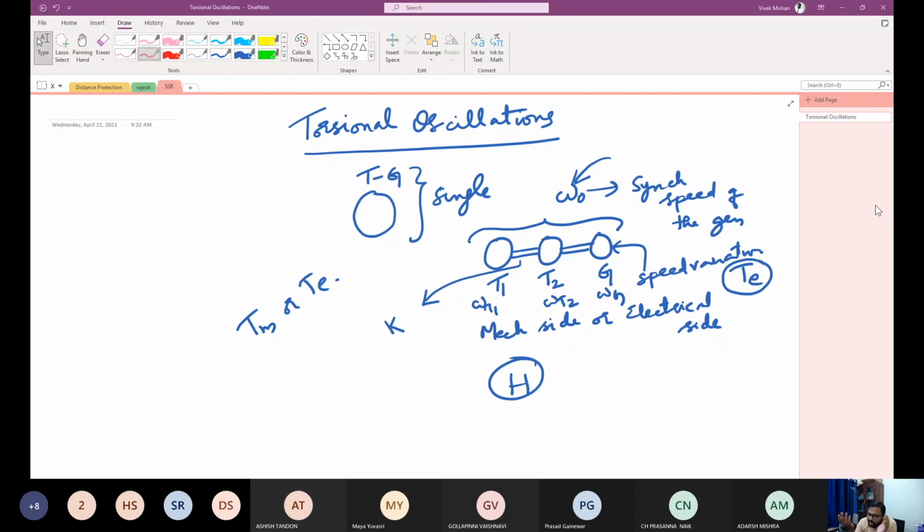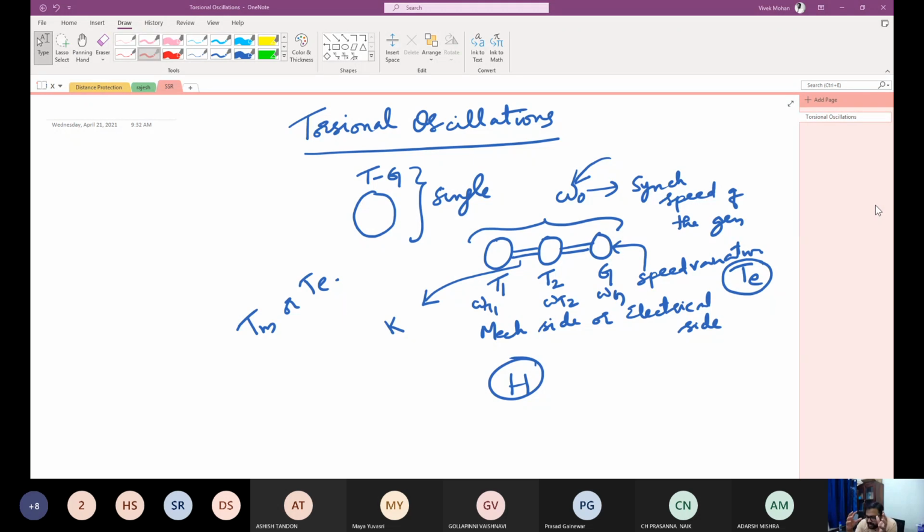But in reality, we have different turbines: low pressure turbine, high pressure turbine, intermediate pressure turbine, connected by a single shaft. And all these turbines are connected further to a generator with the same shaft. So this is a multi-mass system. And in reality, we don't have infinite stiffness for the shaft.